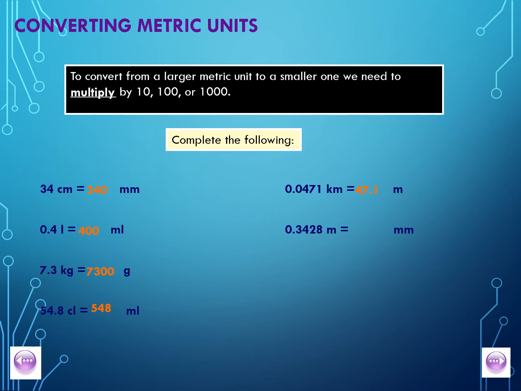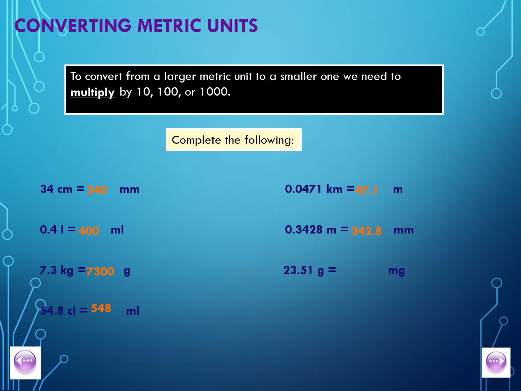0.3428 meters equals how many millimeters? Once again, meter is the base unit, and milli, as I've mentioned before, is a thousandth. So how many millimeters in a meter? 1,000. Therefore, we have to multiply this 0.3428 by 1,000, which will give us 342.8. Next one, 23.51 grams equals how many milligrams?